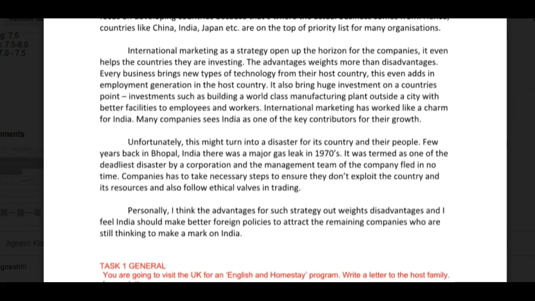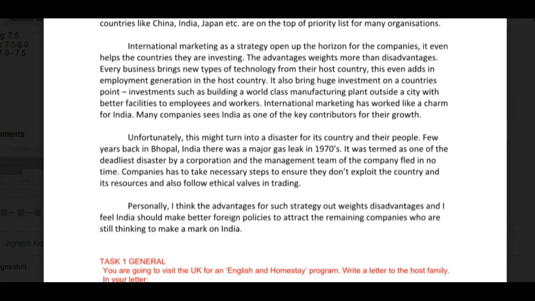So let's move on. International marketing as a strategy opens, with an S, up the horizon for the companies. Full stop. It even helps the countries they are investing in, I think is what you want to say. So, the advantages outweigh the disadvantages, okay? I would have made these one sentence. I would have said the advantages outweigh the disadvantages, and then you're done there.